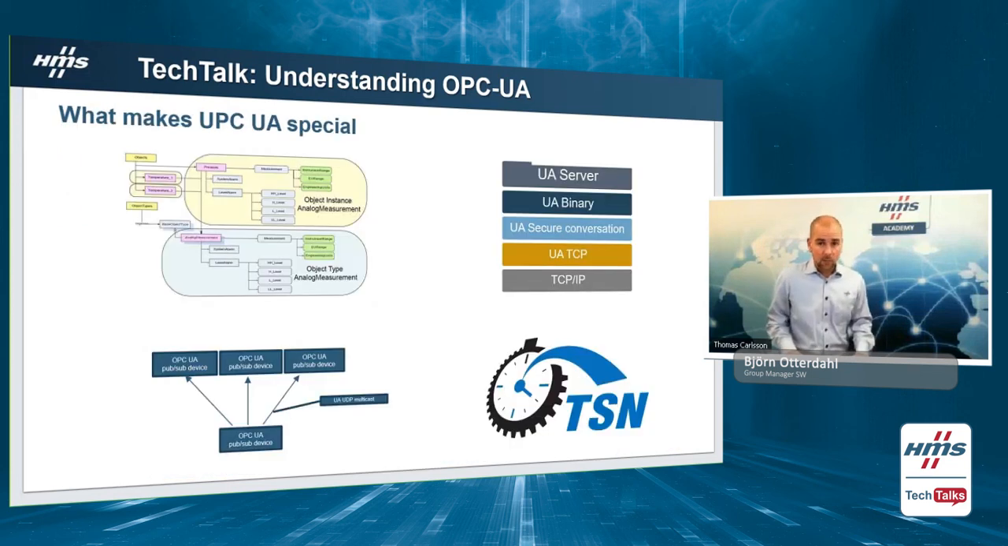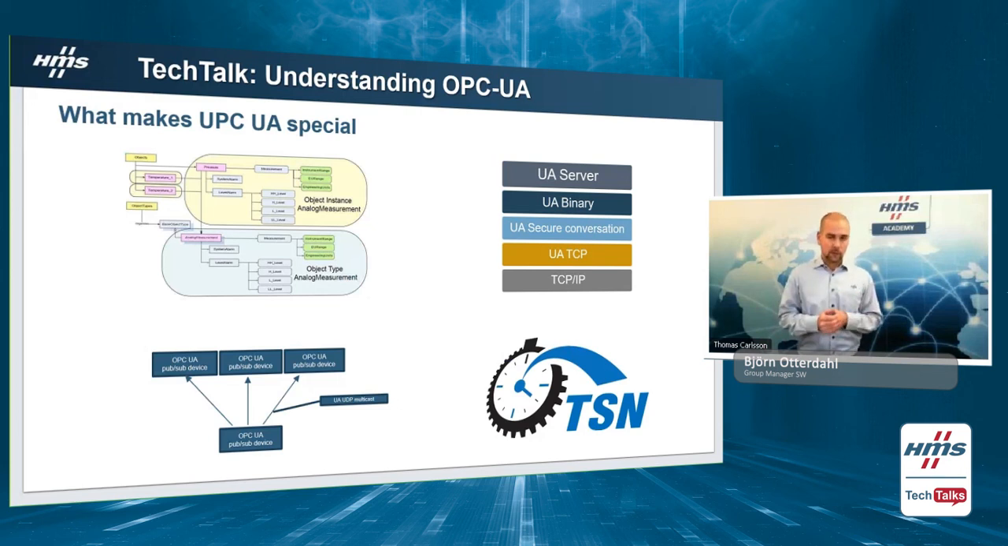So this is my last slide here before we move over to the Q&A session. I want to highlight the features of OPC UA that I think make it unique. First of all, it's the data modeling and the security that is built into the protocol. And there it has an advantage over other industrial Ethernet protocols. Protocols like EtherNet/IP and PROFINET are now looking at adding security.